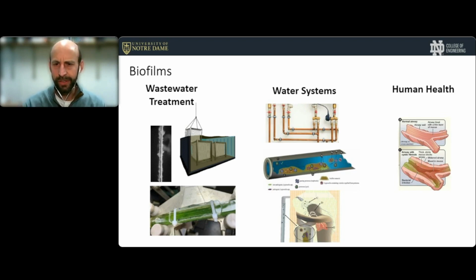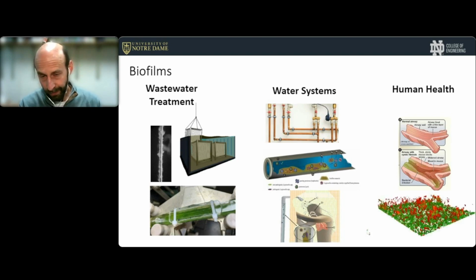They're much more resistant to antibiotics than suspended cells. And this is an example of an infection in the bronchioles. For example, people with cystic fibrosis are very prone to these types of infections, and they're very difficult to remove. And here's just an image of a biofilm of Pseudomonas aeruginosa, which is typical of these cystic fibrosis infections.